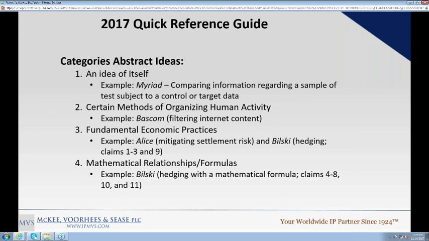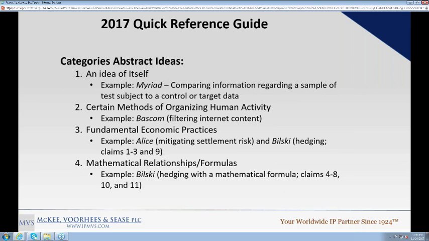Certain methods of organizing human activity. Remember we talked about that. Bascom, filtering internet content. It's a way of organizing human activity. We do want people going to this website. We don't want people going to this website. And there's steps being taken to prevent that. Are those generic steps already well known, or is there something inventive?